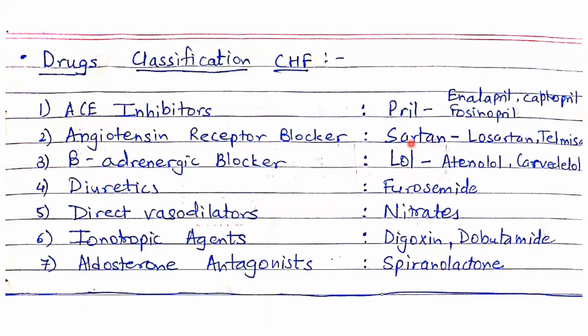They are related to blocking the sympathetic system, so basically beta receptor blocking. They always end with lol: atenolol, carvedilol, metoprolol. These are the examples of beta adrenergic blockers.